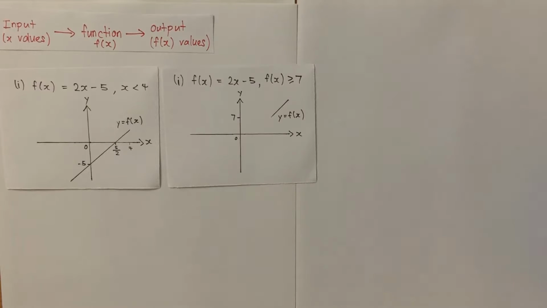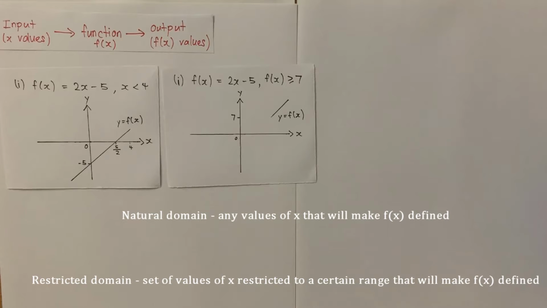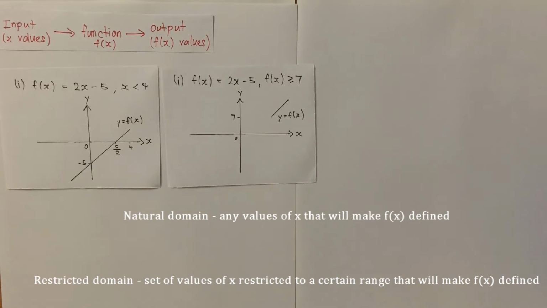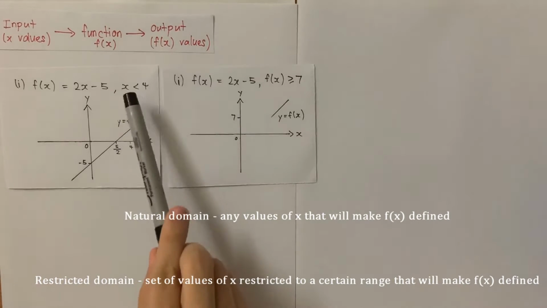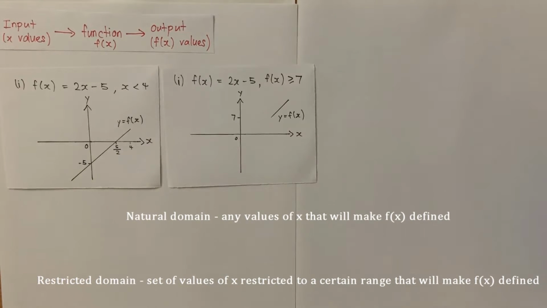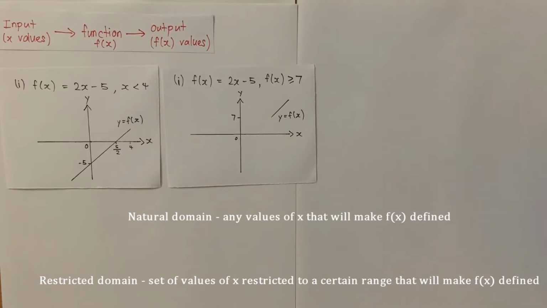Well, an example of a restricted domain is here. Now you can see that this graph is a linear function, because it's a one-to-one mapping, it's a one-to-one function. So we could have had all values of x. But instead, we are going to restrict it so that x is less than 4. So this is a type of restricted domain because we only want to select x less than 4. We don't want x more than or equal to 4, so that is out for us.